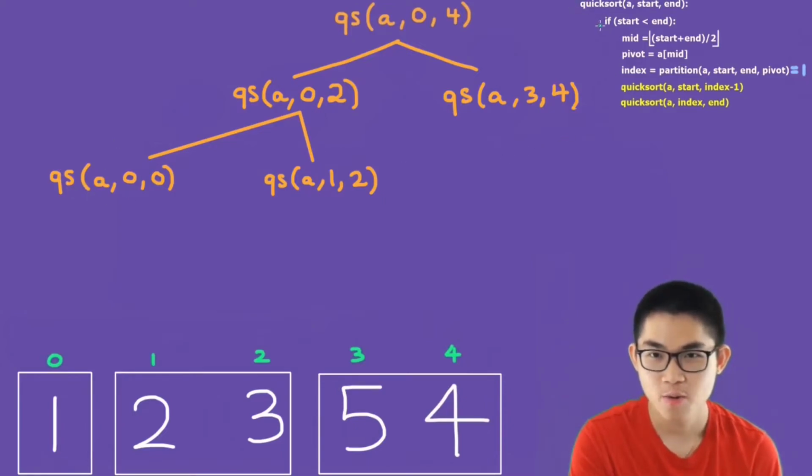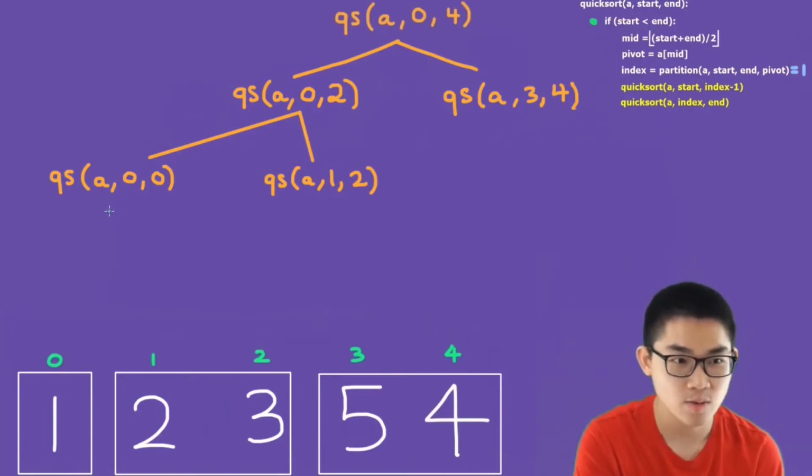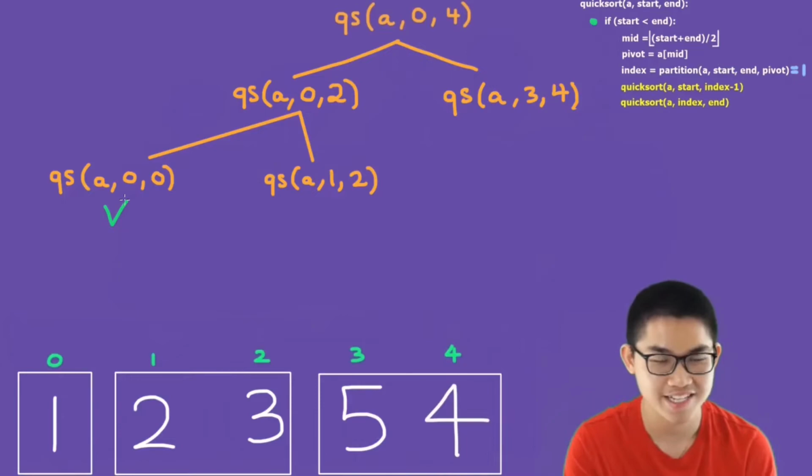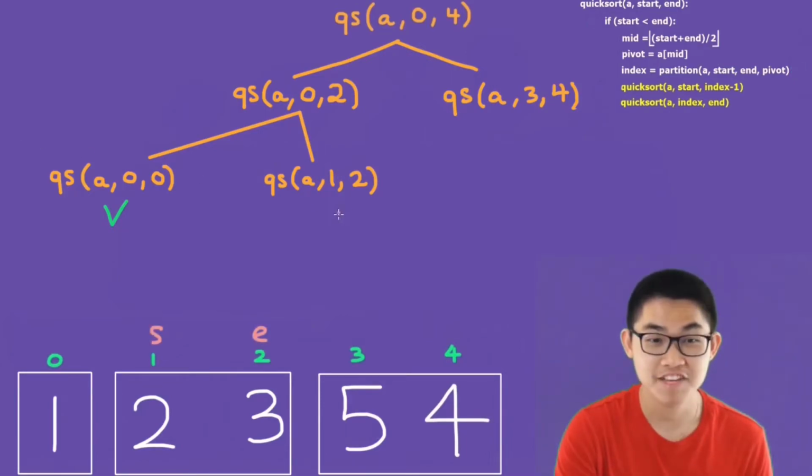So we start here. We're going to check, is the start less than the n? Well, is 0 less than 0? No, it's not. So because this if statement isn't true, it's not going to do anything here. So this quicksort is automatically finished by itself. And then we have this one.